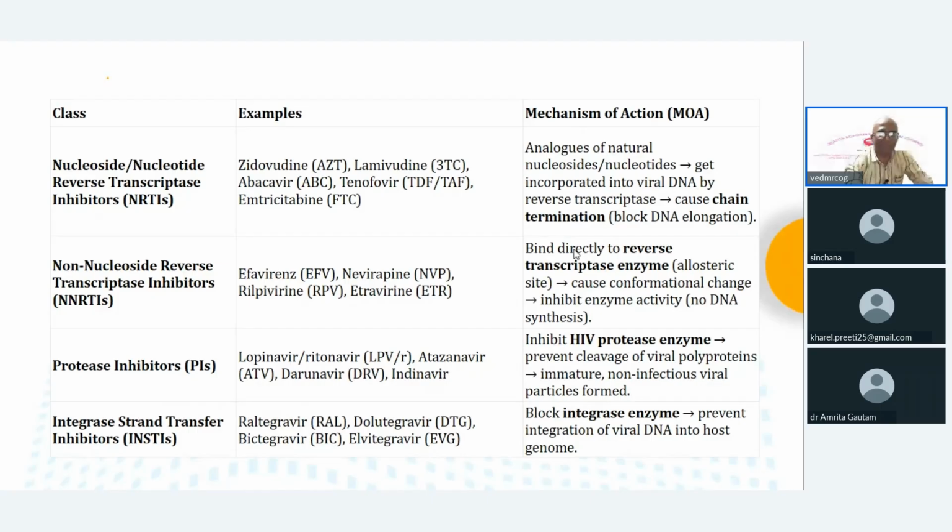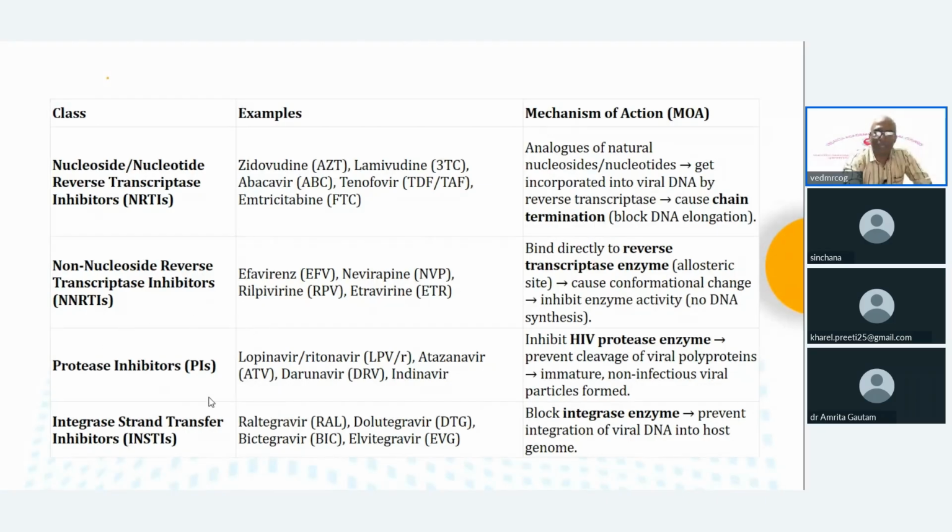How do they act? They bind directly to the reverse transcriptase enzyme at the allosteric site, cause a conformational change, and inhibit the enzyme activity. So no DNA synthesis. So these NNRTIs will bind to the reverse transcriptase enzyme, they will cause conformational change and inhibit the enzymatic activity.